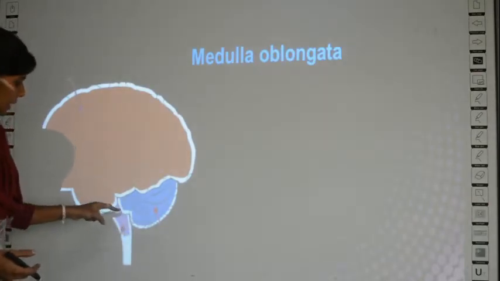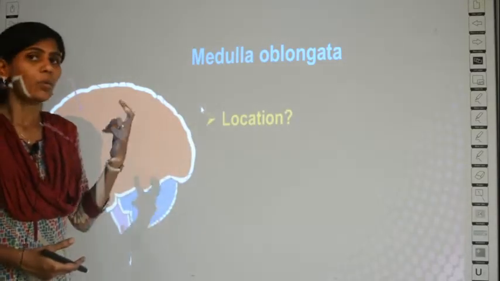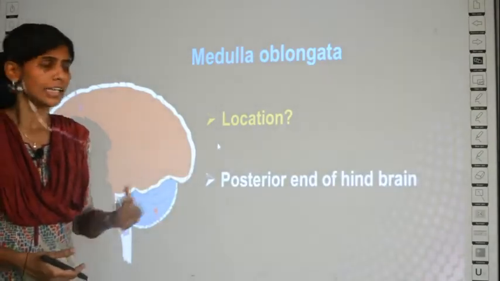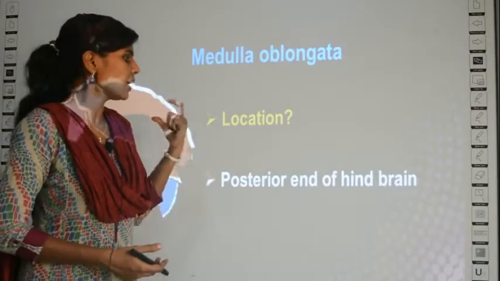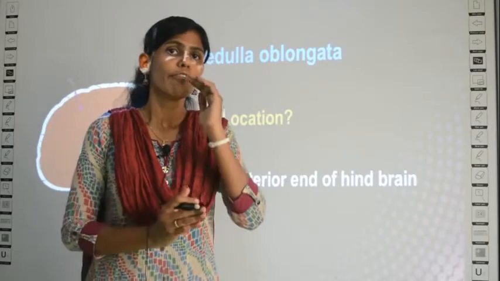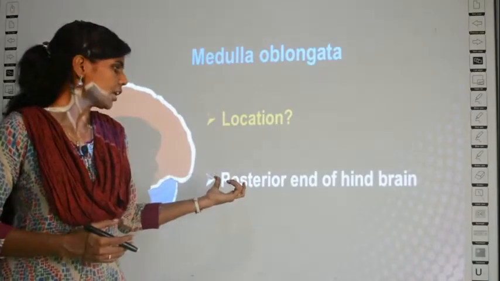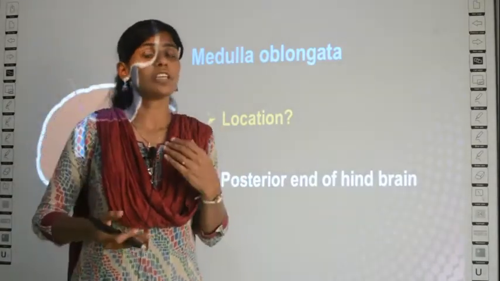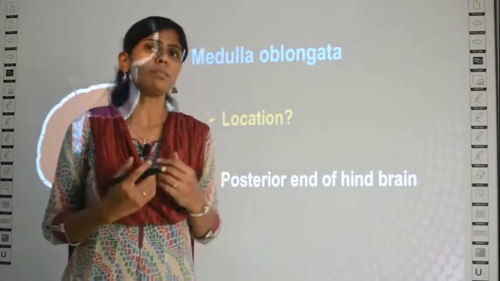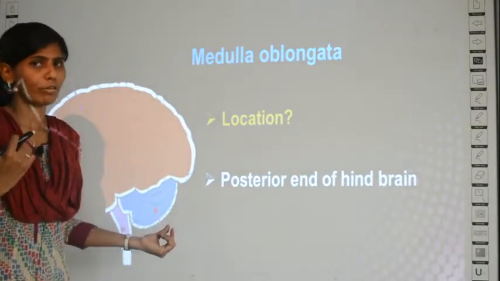This small purple or lavender color region is called the medulla oblongata. Where is it located? What is the location of medulla oblongata? It is found in the posterior end of the hindbrain. The brain is divided into three parts called forebrain, midbrain and hindbrain. What does posterior end mean? Posterior means the back side. So at the back side of the hindbrain you can find the medulla oblongata. This is found at the back side of the brain.